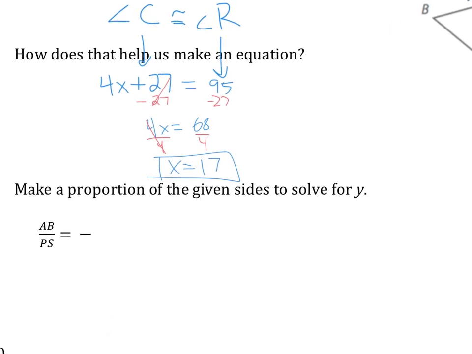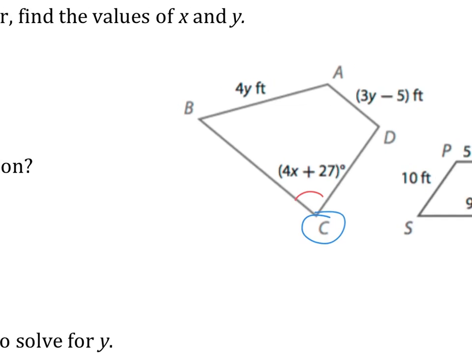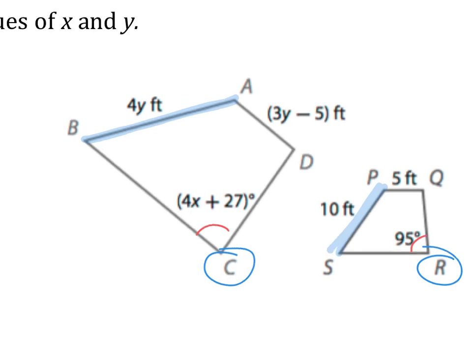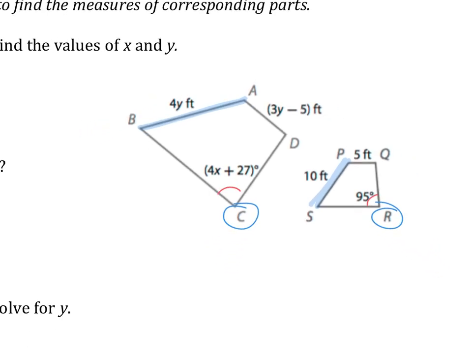And so it kind of starts it off here and says AB and PS. So it says AB corresponds with PS. So what's another side from my first diagram here that I also know something about? So the reason they used AB is because it tells me that it's 4y. It gives me that measurement. And PS also gives me a measurement of 10.